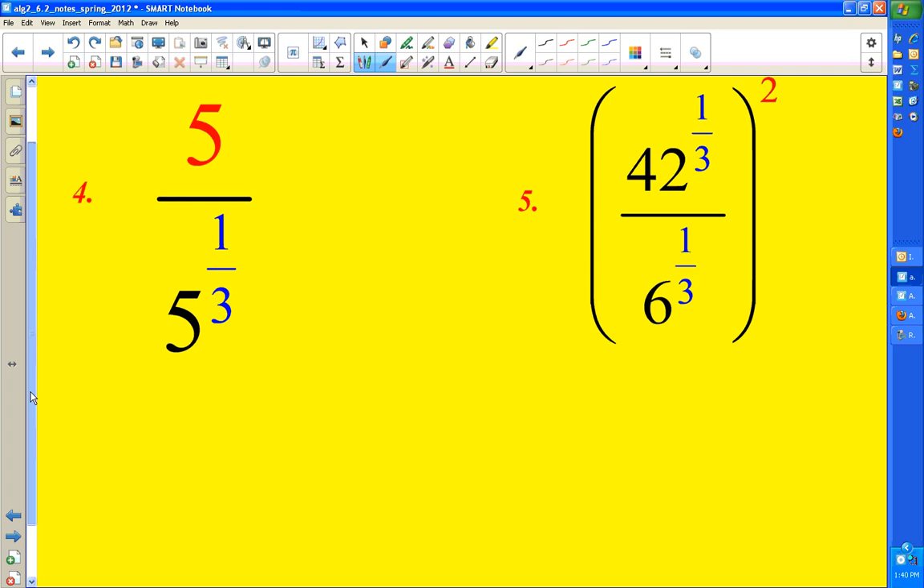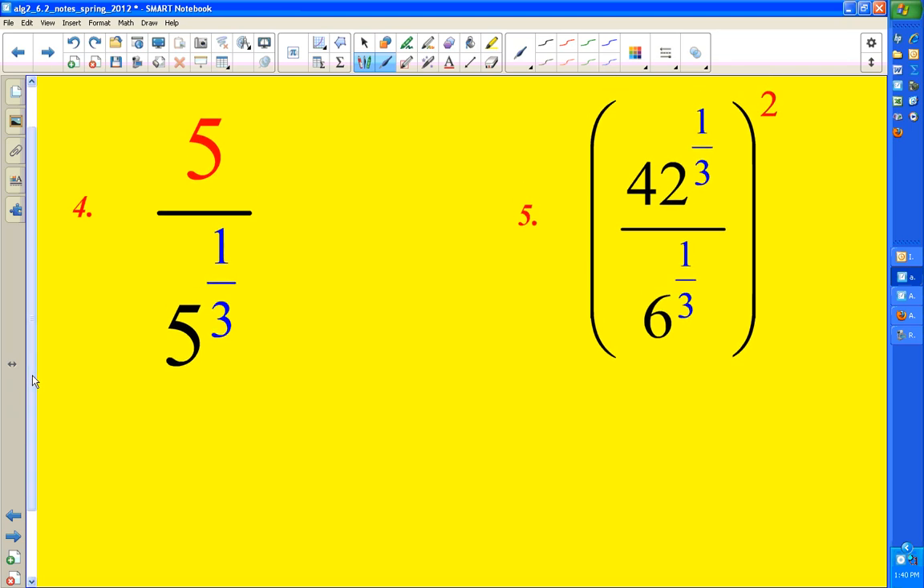Examples 4 and 5. Now, in this problem on the left, what's different about this than the last problem? Well, yes, it is division. That's a good observation. The bases in this problem are the same. What we may or may not realize is that we can simplify using which property? I don't call it the division property. The quotient property.